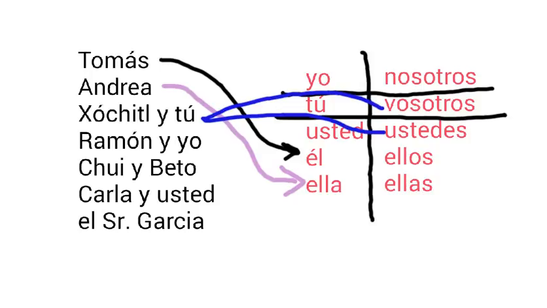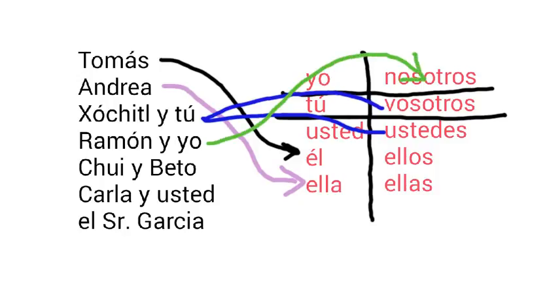Now we go down here to Ramón y yo, and we start with the yo. Yo is right up here. We add Ramón to yo. That means it's over on the plural side. And so we are on the nosotros side over here. So Ramón y yo, we would connect up here with nosotros.